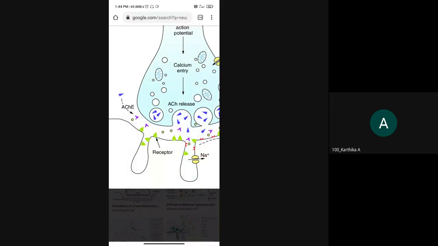This is how they present. They present with weakness and fatigability. So a patient presents with weakness and fatigability, you have to localize the weakness. Where is the weakness? Weakness can be in skeletal muscle as well as in cranial muscles.